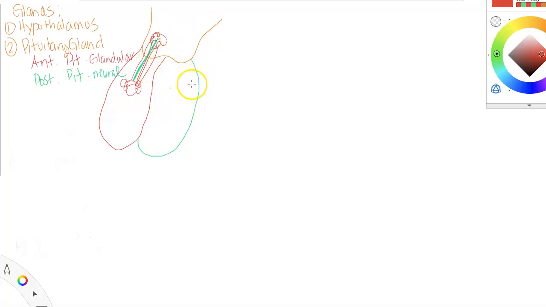The posterior pituitary does not make any hormones. The hormones are actually made in nuclei in the hypothalamus, and then those neurons basically send those hormones down through their axons, and then they are stored here in the posterior pituitary, where when it's time for them to be released, then the hypothalamus will signal the posterior pituitary to secrete those into the blood.